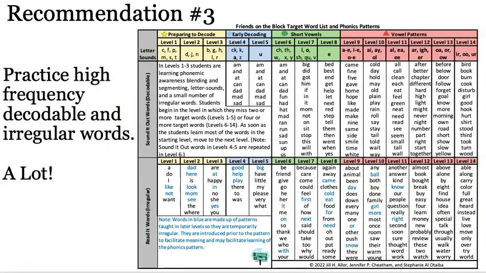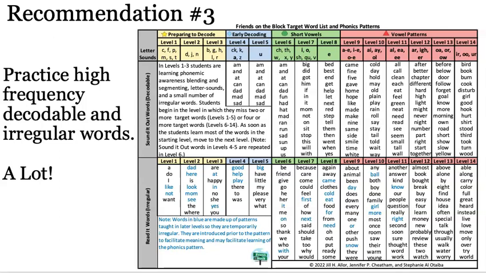So now moving on to recommendation number 3. Recommendation number 3 is to practice high frequency decodable and irregular words a lot. You want kids to practice these words many times so they become automatic and they can recognize these words very, very quickly without any effort. And for students with intellectual disability, this takes more practice, but they can definitely learn this and do this well. And when they're able to recognize those words effortlessly, then they can focus more on the meaning of what they're reading.